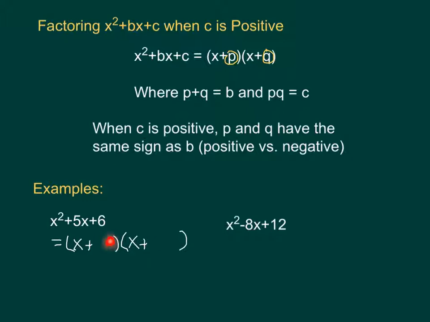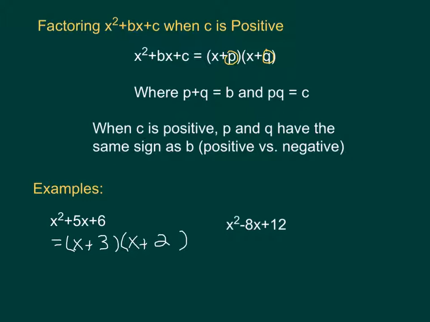Now to fill in these numbers, I need to think of two numbers that are going to add up to the middle coefficient of 5 and multiply to the constant term of 6. Well, the only two numbers that both multiply to 6 and add up to 5 are 3 and 2. And so I can put those in either spot. Put the 3 first and then the 2.